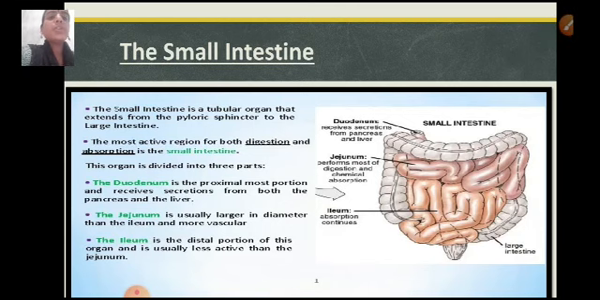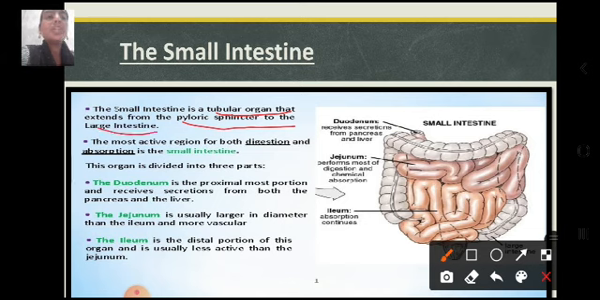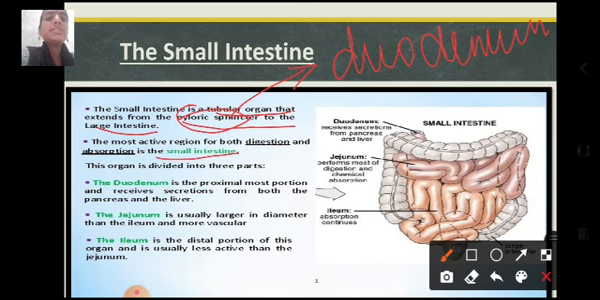So first of all, talking of the small intestine. It is a tubular organ that extends from the pyloric sphincter to the large intestine. We have seen that the pyloric sphincter opens and the food now proceeds to the next part, that is, it leads to the duodenum. The most active region for both digestion and absorption is the small intestine only. As I have already told you, the complete digestion of the food as well as the absorption of the food will take place in the small intestine only.